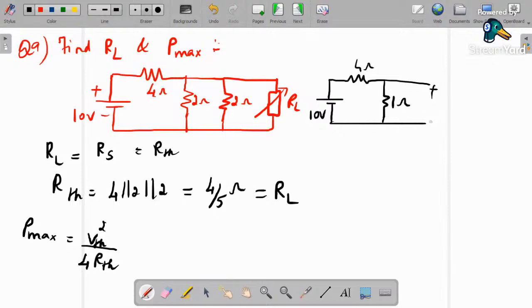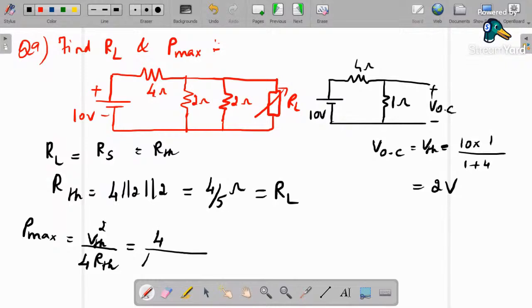Here we find the open circuit voltage, or Thevenin's voltage. Directly we use the voltage division rule. VOC is nothing but V Thevenin, the open circuit voltage. Total voltage into associated resistance by total resistance, which is equal to 2 volt. Now if we substitute in the Pmax formula, what do you get? VTH square is 4, divided by 4 into RTH, which is 4 by 5. So what is the answer? It is going to be 5 by 4 watt. This is your answer.